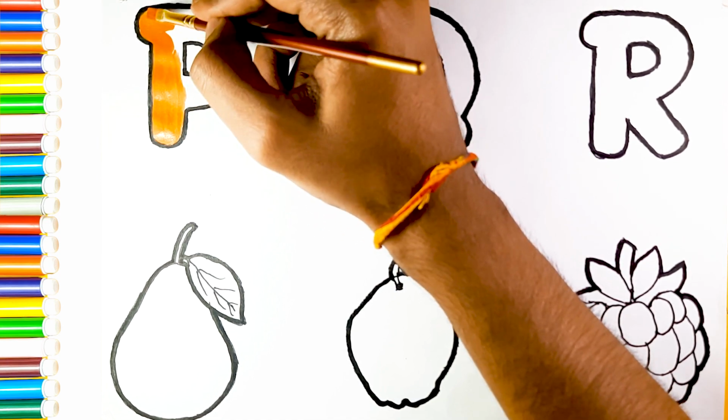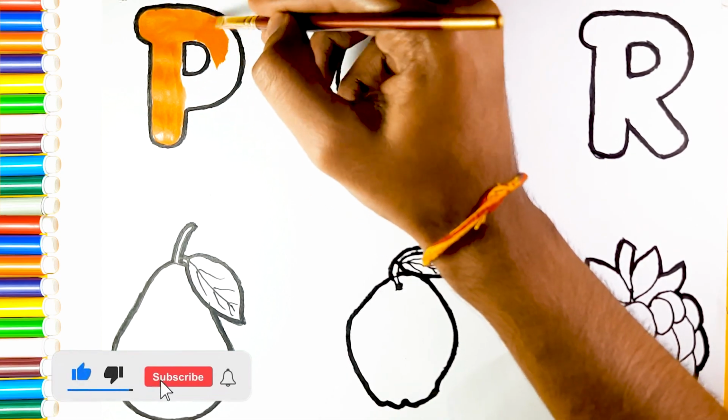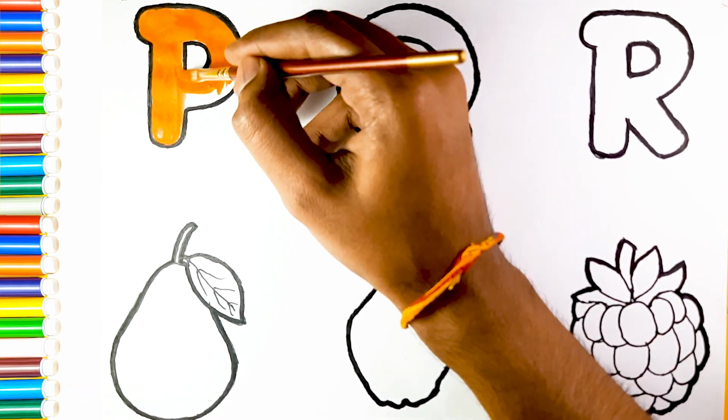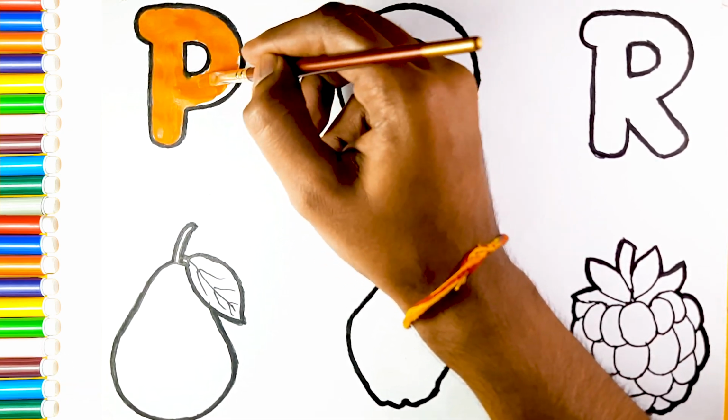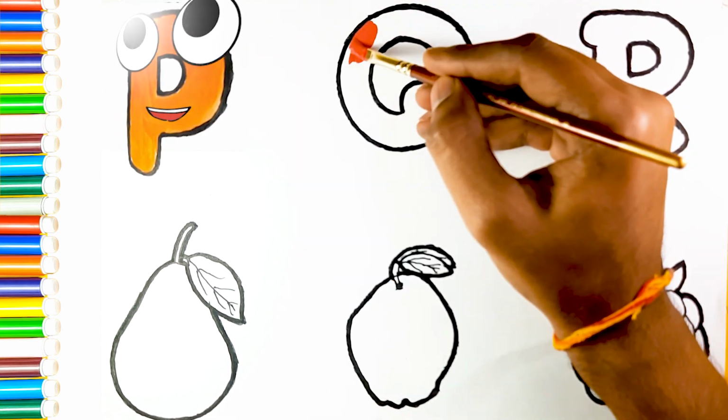In alphabet P, I am using orange color. Can you think of a fruit that starts with the letter P? Pear. Fantastic. Well done.